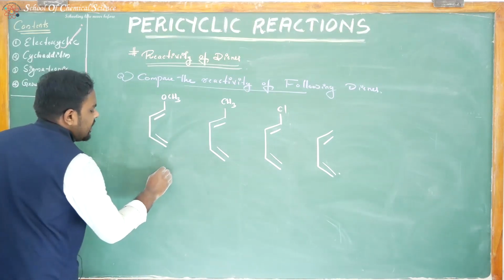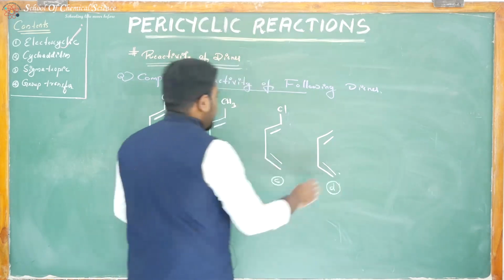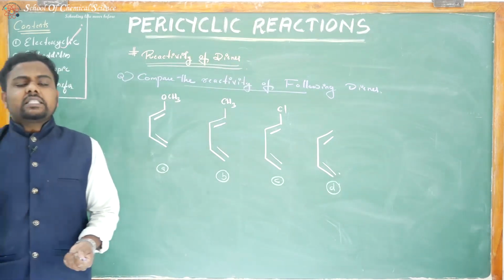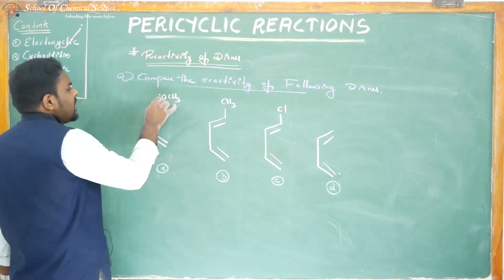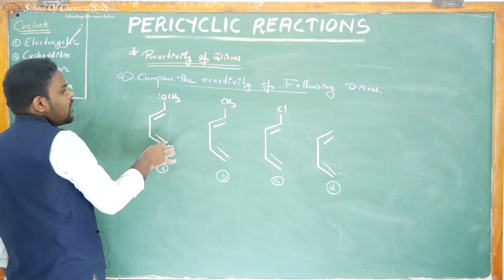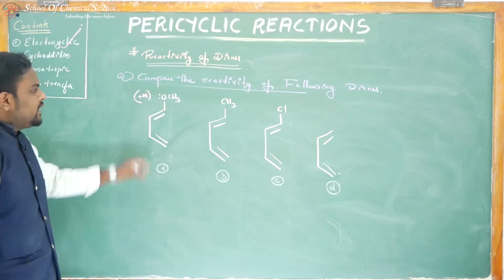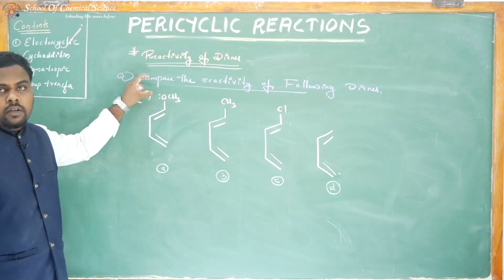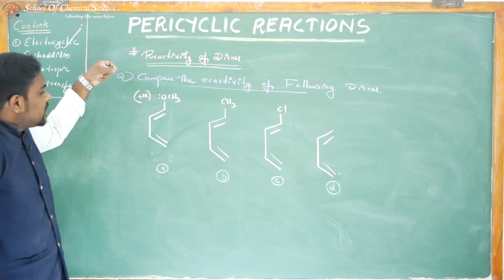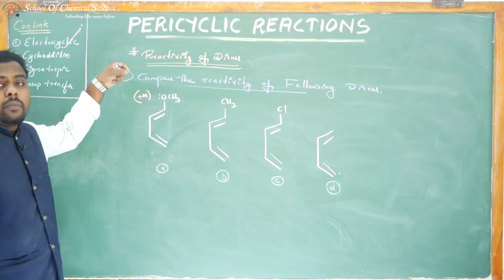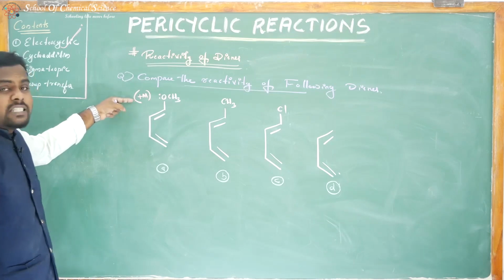This is A, B, C, D. Which diene is the most reactive? That is my question. Here, oxygen contains a lone pair. So this is an electron donating group, plus mesomeric effect. Mesomeric effect is shown by those groups having lone pair of electrons. So this compound shows plus mesomeric effect. So it is an electron donating group and shows plus mesomeric effect.